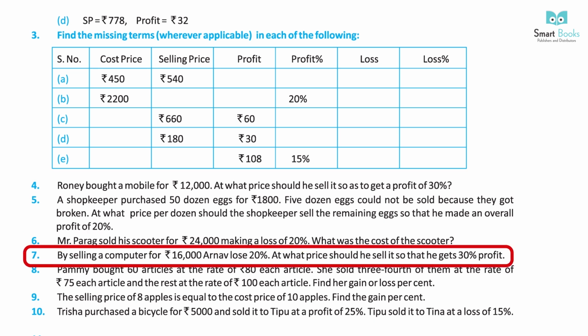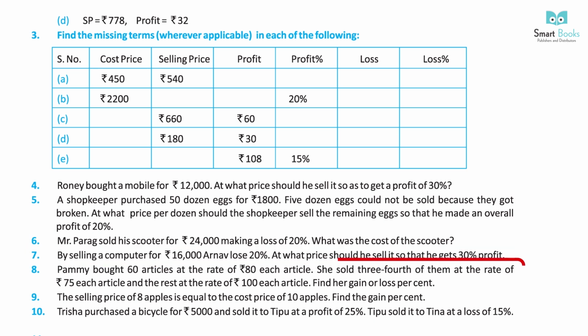Question 7. By selling a computer for rupees 16,000, Arnav lost 20%. At what price should he sell it so that he gets 30% profit? Solution. Rupees 26,000.